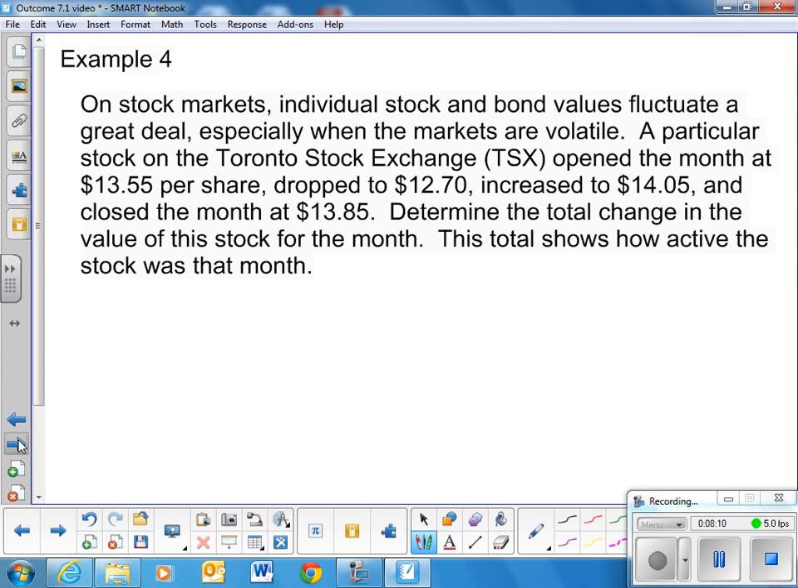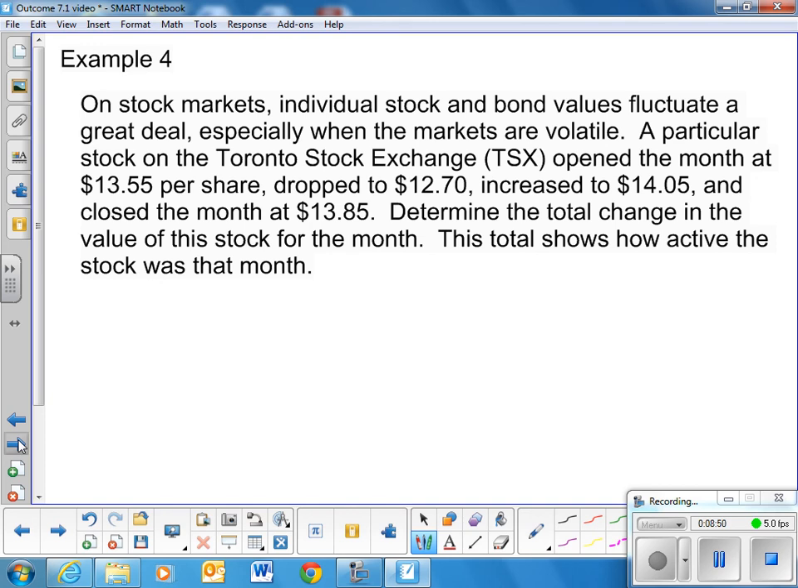Our final question is an application of absolute values. On stock markets, individual stock and bond values fluctuate a great deal, especially when the markets are volatile. Volatile means that they're moving up and down. A particular stock on the Toronto Stock Exchange opened the month at $13.55 per share. It then dropped to $12.70 a share, increased up to $14.05, and closed the month at $13.85. Determine the total change in the value of the stock market for the month.